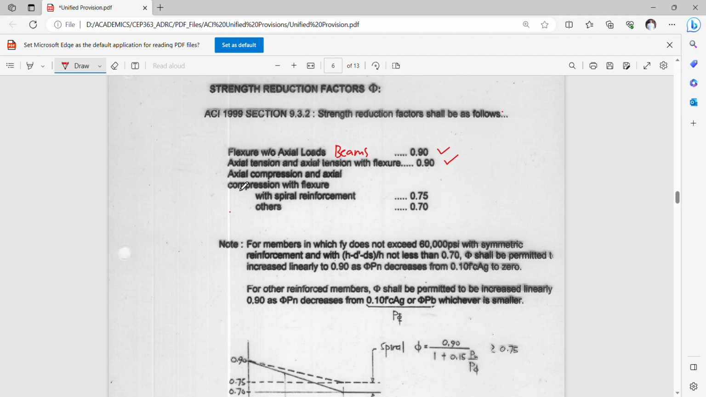And when we're talking about columns, we are considering axial compression and axial compression with flexure. So these are columns and beam-column members. Okay, so we have 0.75 for spiral and 0.70 for tie reinforcement. So we are normally familiar with these values because we've been using this for decades now.